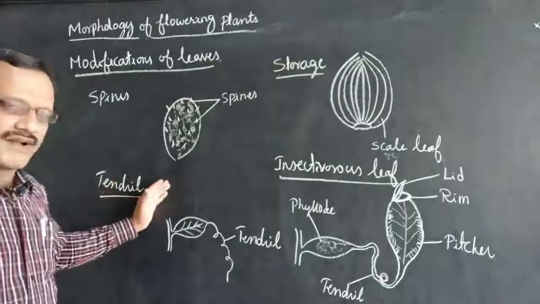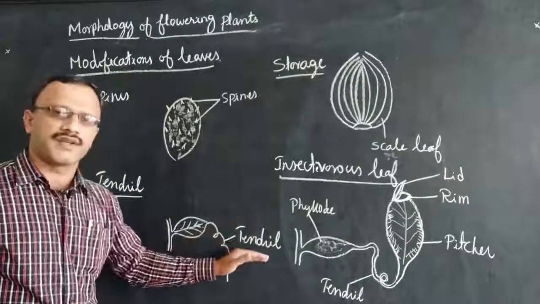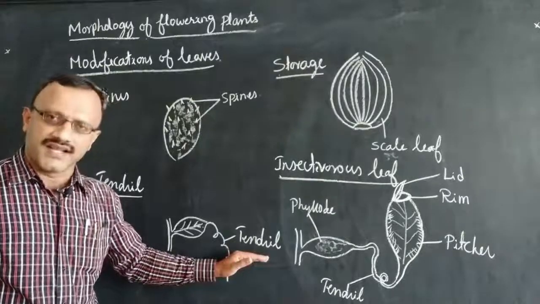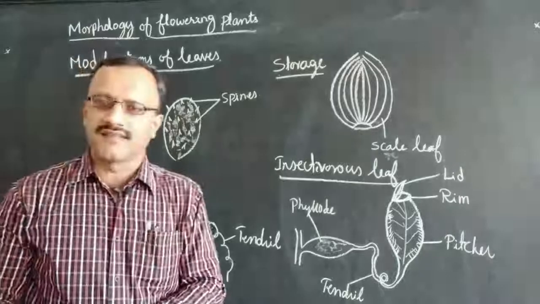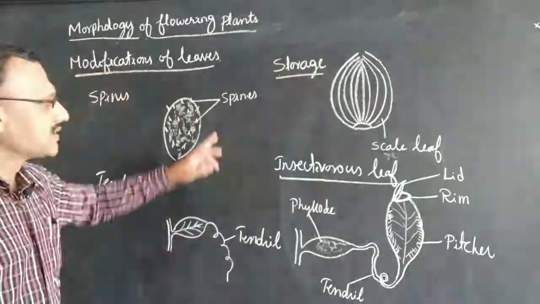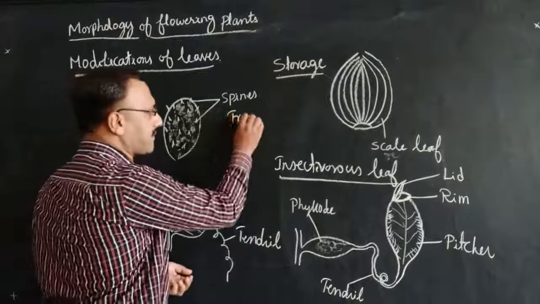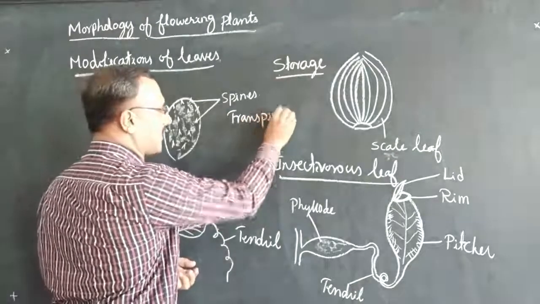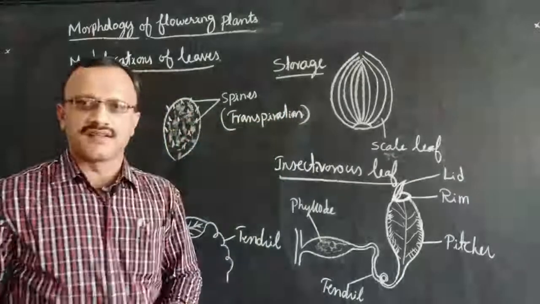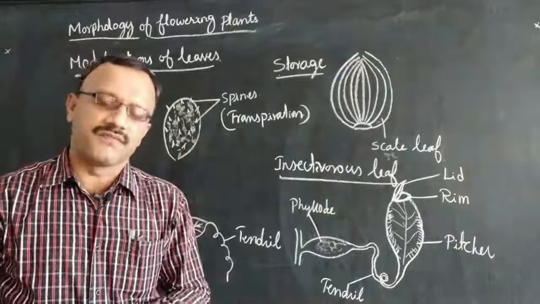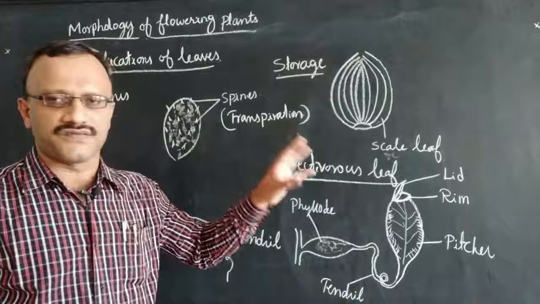Similarly, in weak stem plants like climbers, the leaf tip will be modified into tendrils, which will provide mechanical support. Similarly, in cactus, the xerophytic plants, the leaf will be modified into spines, which check the rate of transpiration, which is nothing but the loss of water in the form of vapors. So it will avoid transpiration by modifying the leaf into spines. So these are the modifications of leaf.